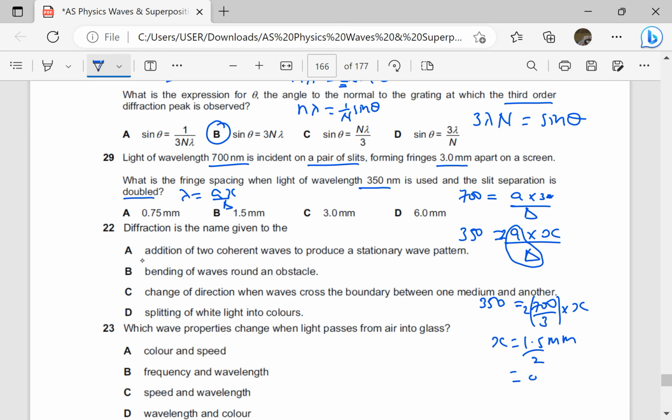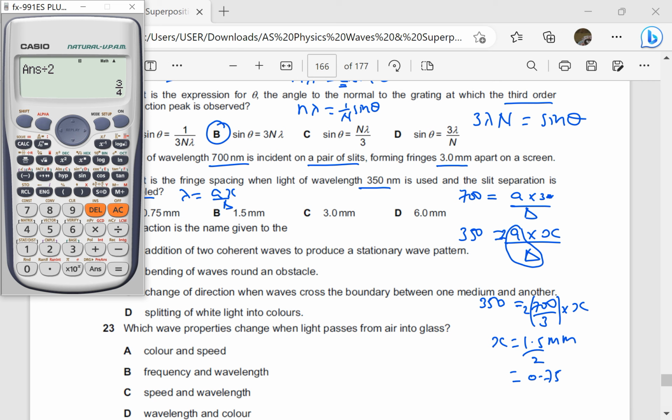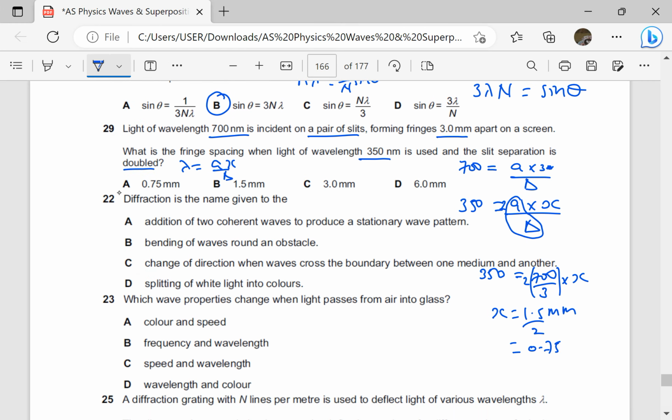So that is 0.75, yeah. There is a 2 here, which I had ignored. The slit separation is doubled, so there is a 2 here, twice A over D. Okay.